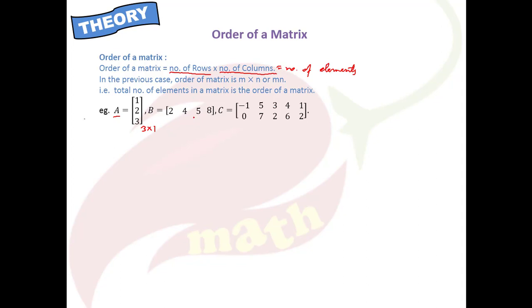Now what is the order of B? How many rows are there? 1. And how many columns are there? 1, 2, 3, 4. So its order is 1 by 4 or 1 into 4. Now C. What is the order of C? We have 2 rows. And how many columns we have? 1, 2, 3, 4, 5. So we have 5 columns. So it has order 2 into 5. Okay, the same is written here.